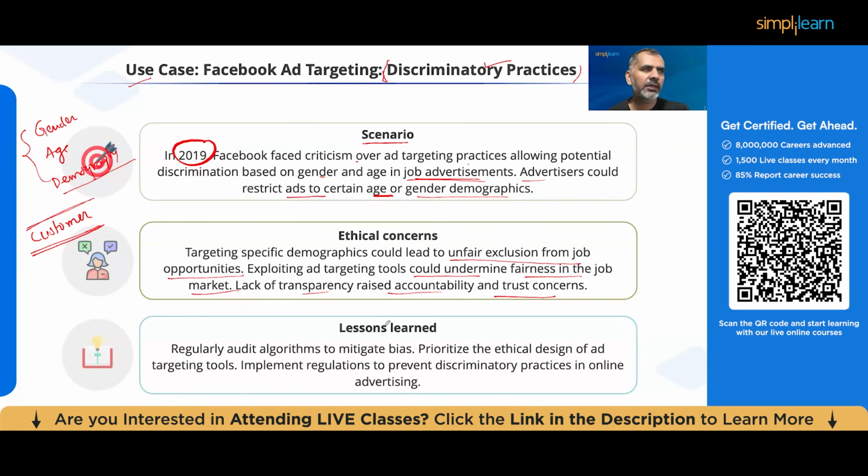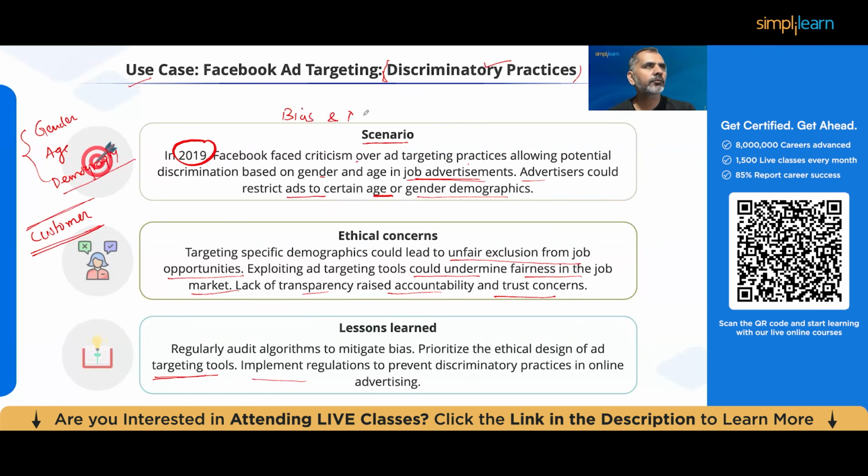And from this, what lesson is being learned? You have to regularly audit algorithms to mitigate the biases. You have to identify how you can make it better, how you can prioritize the ethical design for ad targeting tools. Whenever we talk about such filters, these filters should not be very harsh, or they should not be in practice. If you are flowing an ad, it should flow to everyone, and everyone should get an equal opportunity to see that ad, guys. So this is the very first scenario of bias and discrimination.